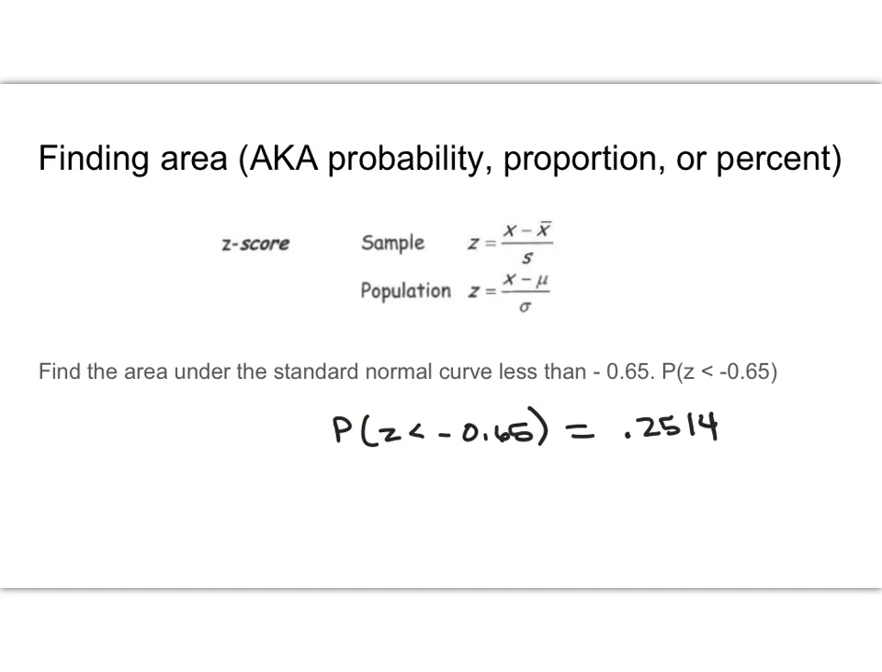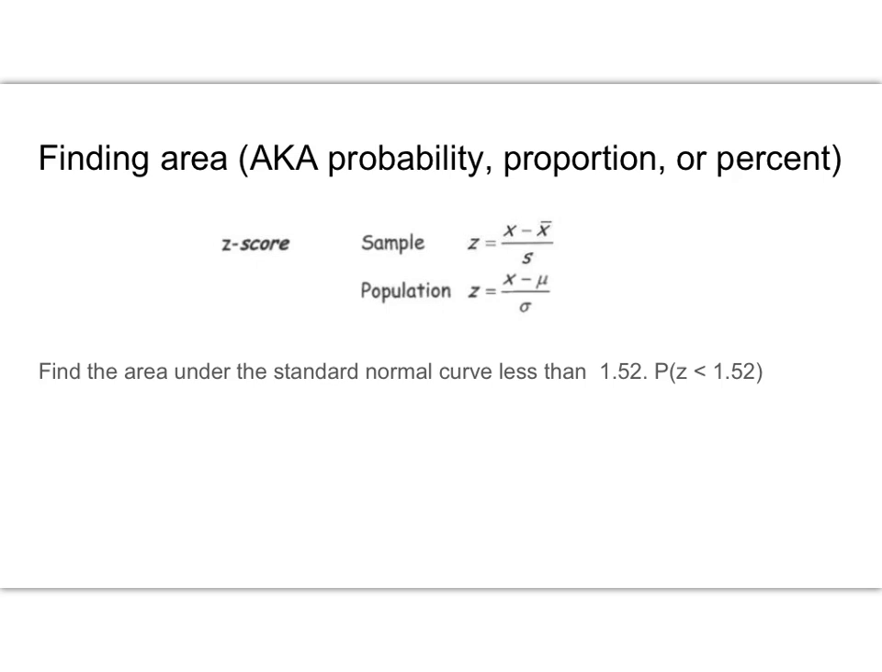So if I draw that again, this is where the z-score would be 0, or the standard score. Somewhere around here would be negative 0.67. That means that this area is roughly 25% of that area under the curve that totals up to 1.